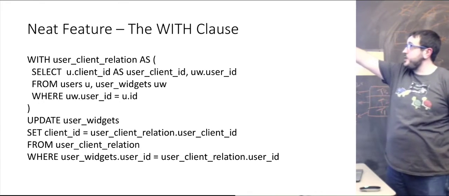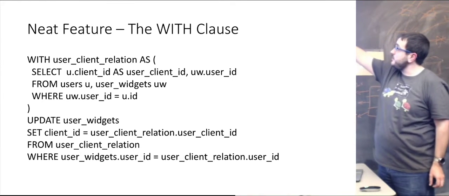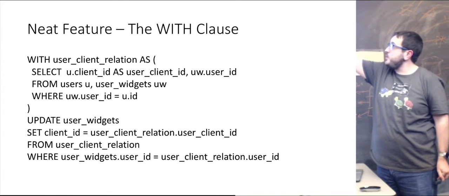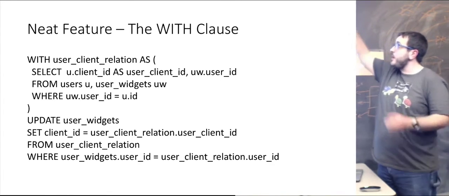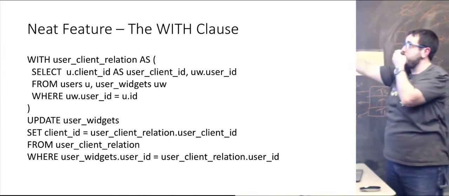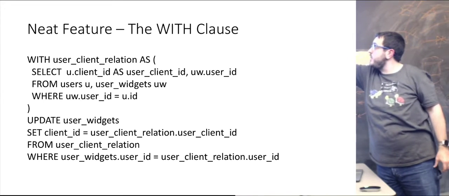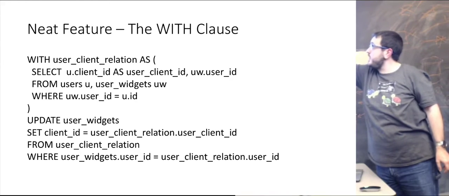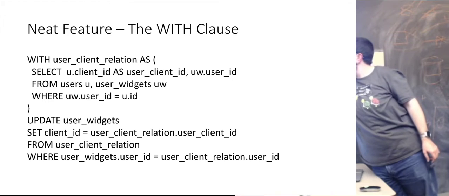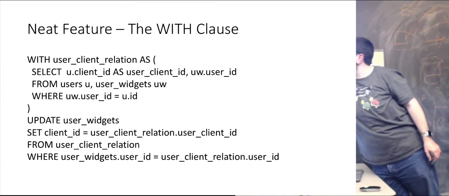I'm going to make a temporary table called user client relation. I'm going to select the client ID, the user ID. We're going to essentially do a join between users and user widgets, joining on the user. So now we have a temporary table of client ID matching up with a user ID. We're now going to say, I'm going to update all the user widgets. I'm going to set the client ID equal to the user's client ID from the with clause. I'm going to select from the with clause where the user ID in the with clause matches up with the user widget's user ID.